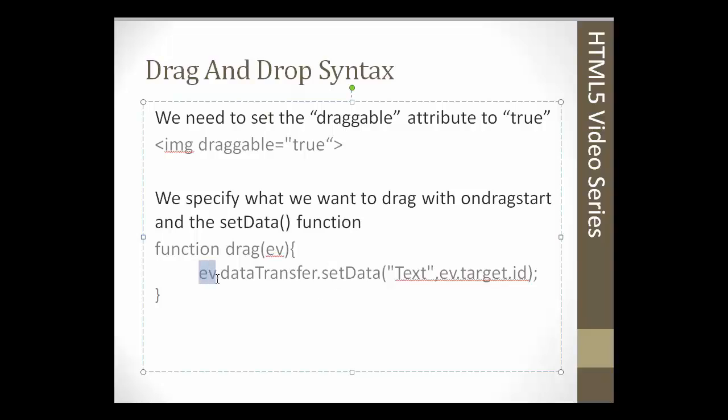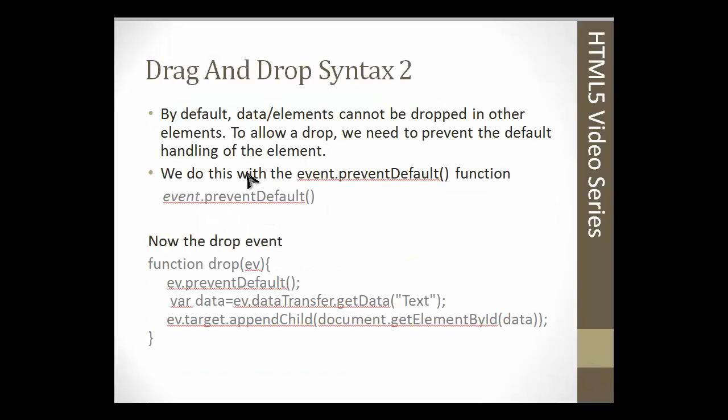And then we have the ev.dataTransfer.setData method, which sets the data type and the value of the drag data. So this would be the value of the drag data and the type, text. Okay. Alright, so that brings us to the next part of the code, which is event.preventDefault. Now, what this does is, by default, the data cannot be dropped into other elements. To allow it to drop, we need to prevent the default handling of the element. So that's all we're doing right here, is just preventing the default action.